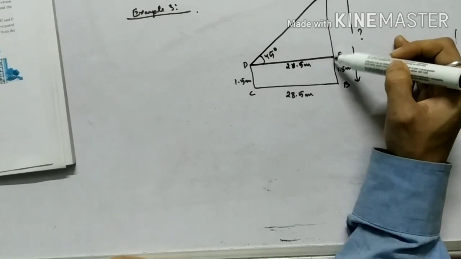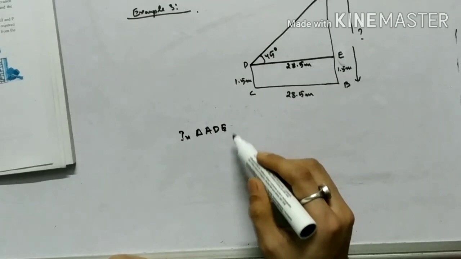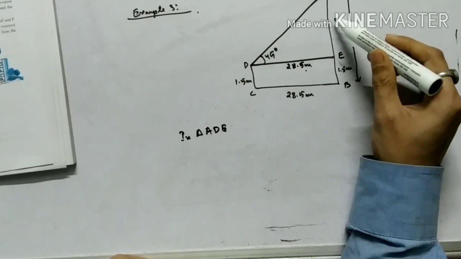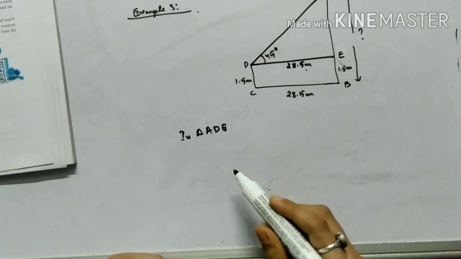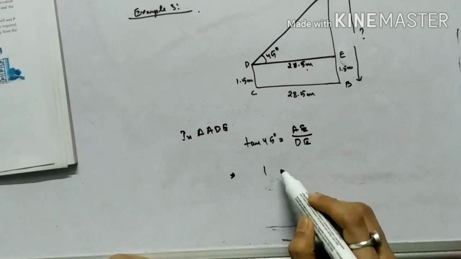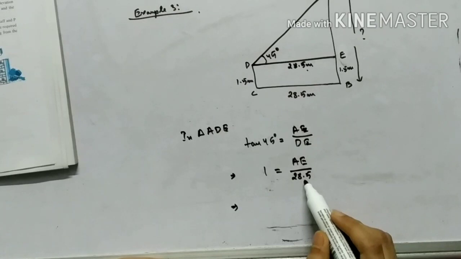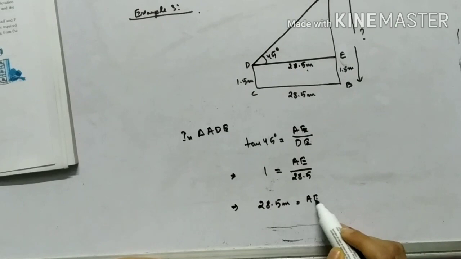So in triangle ADE, I will use the tan function, because tan theta is perpendicular by base. Base I know, tan 45 value I know. So from here, perpendicular value I can find, which is AE. Tan 45 degree is equal to perpendicular, which is AE, by base, which is DE. Tan 45 value is 1. AE value I don't know, DE is 28.5 meter, it is given. So 28.5 meter is equal to AE. AE value I got.